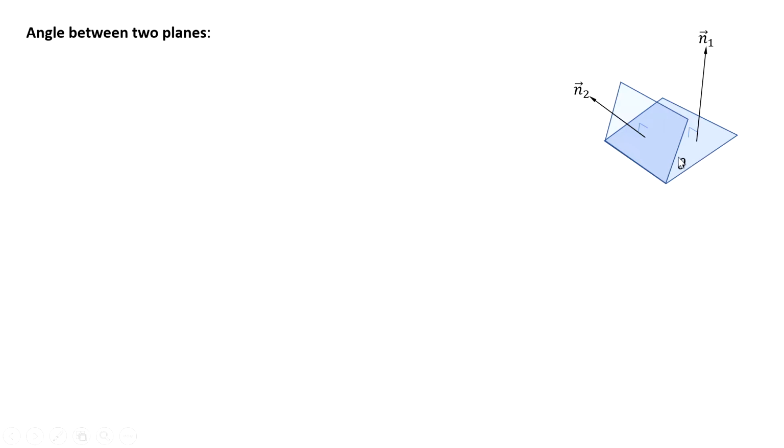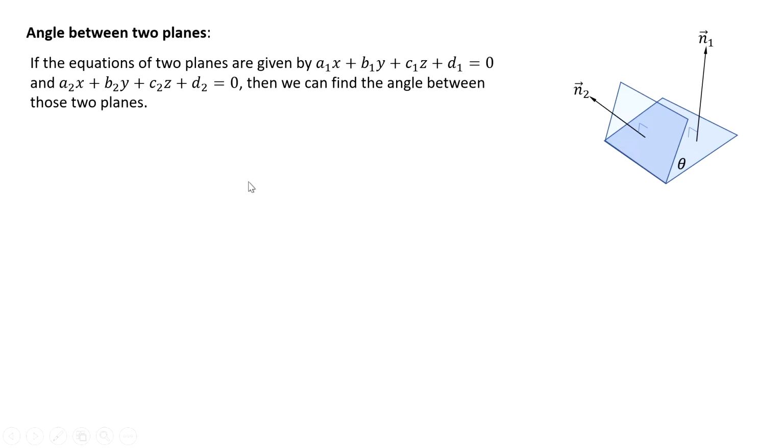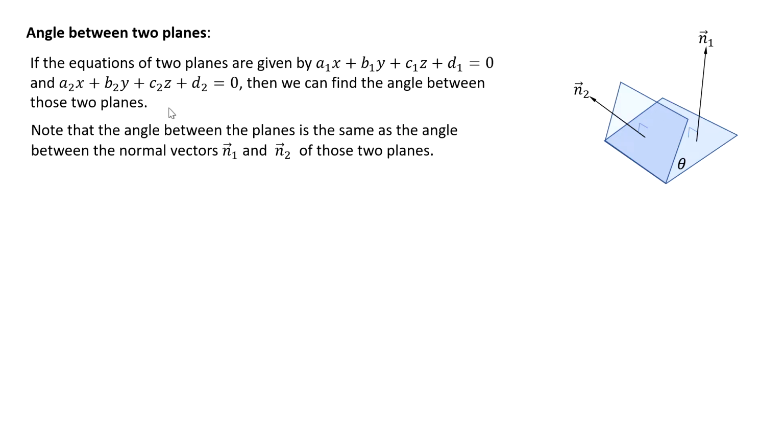Is the angle between the planes related to the angle between the normal vectors of the planes? You bet. So if the equations of the two planes are a1x plus b1y plus c1z plus d1 equals 0 and a2x plus b2y plus c2z plus d2 equals 0, note that the angle between the planes is the same as the angle between the normal vectors of those two planes. So finding the angle between two planes is not so straightforward.